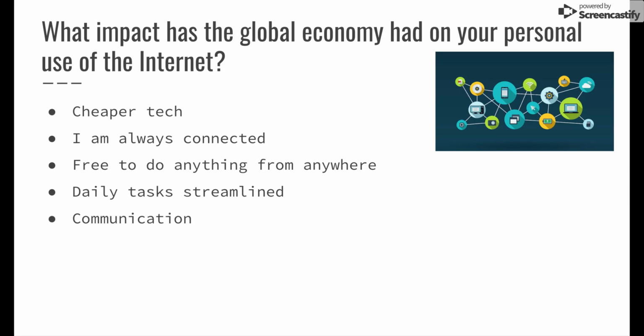I know that I'm always connected. I have a smartphone, laptop, a smartwatch. I'm always within arm's length of an internet browser. So that certainly is very different. I feel like I'm free to do anything from anywhere because of how connected I am. It doesn't matter where I am.